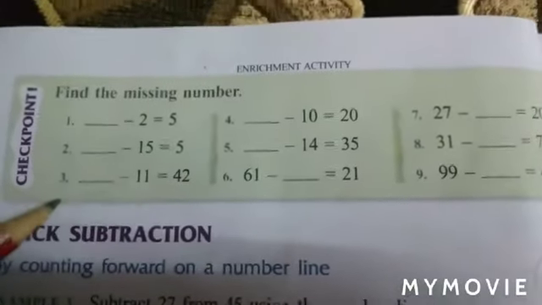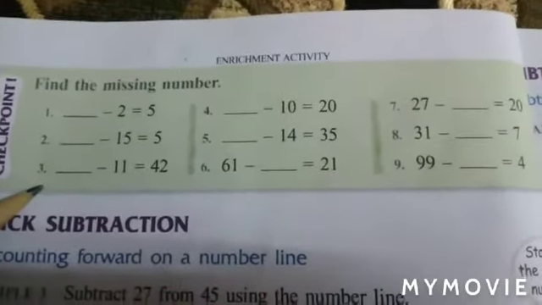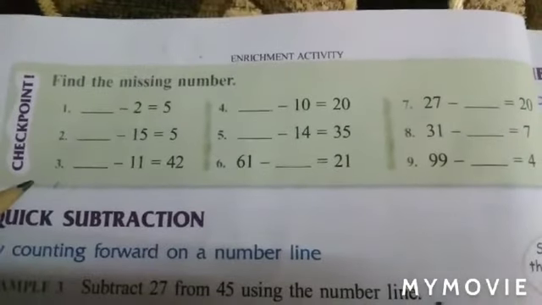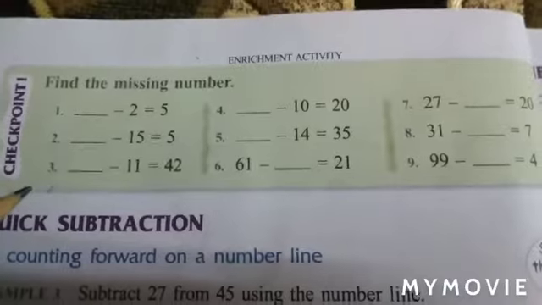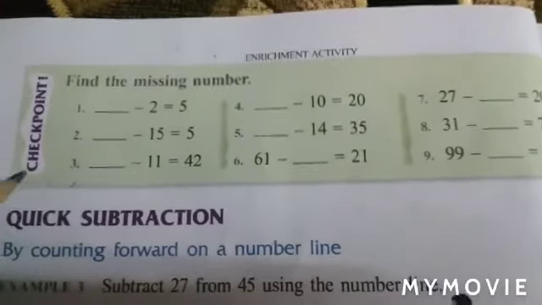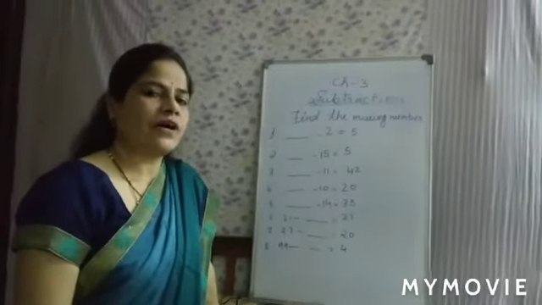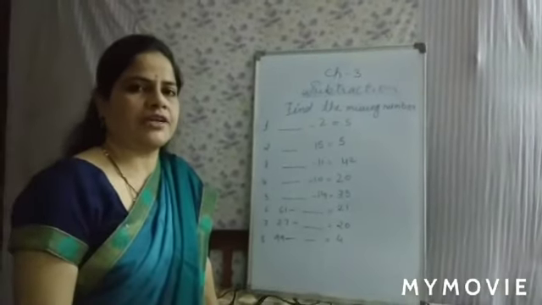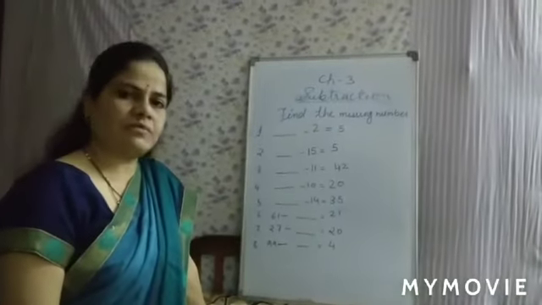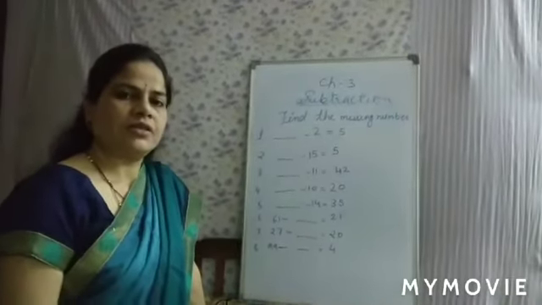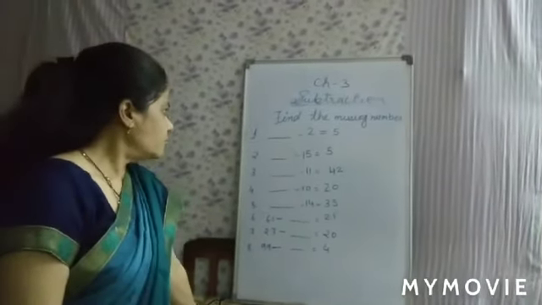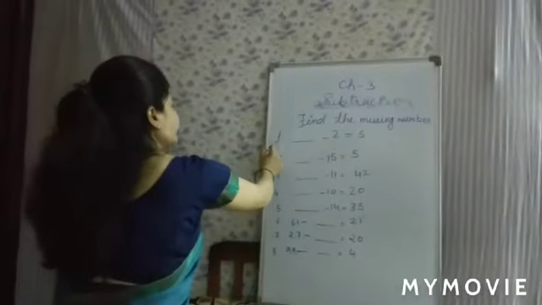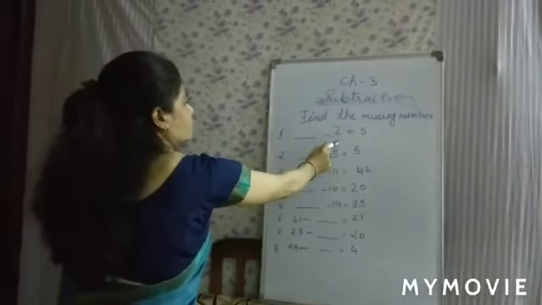Now the next checkpoint is given on page number 102. Find the missing number. Now we are going to do this question. Now I am going to explain the next checkpoint, which is find the missing number. In this question, you have to find the missing number. So see the first one, dash minus 2 equals 5.